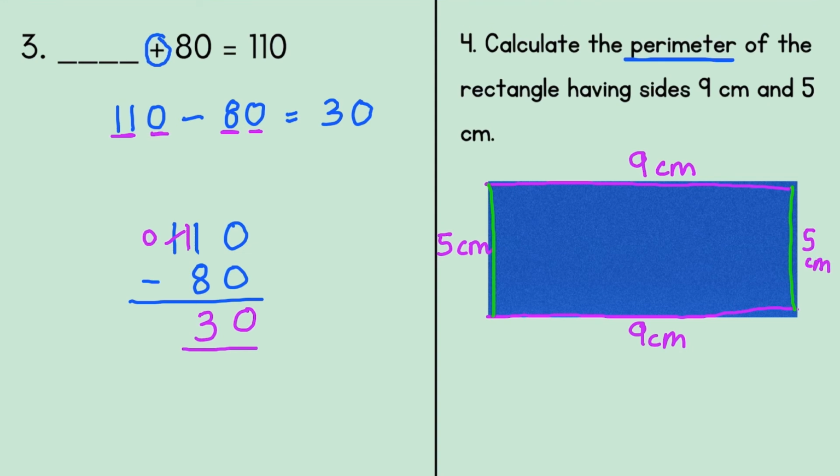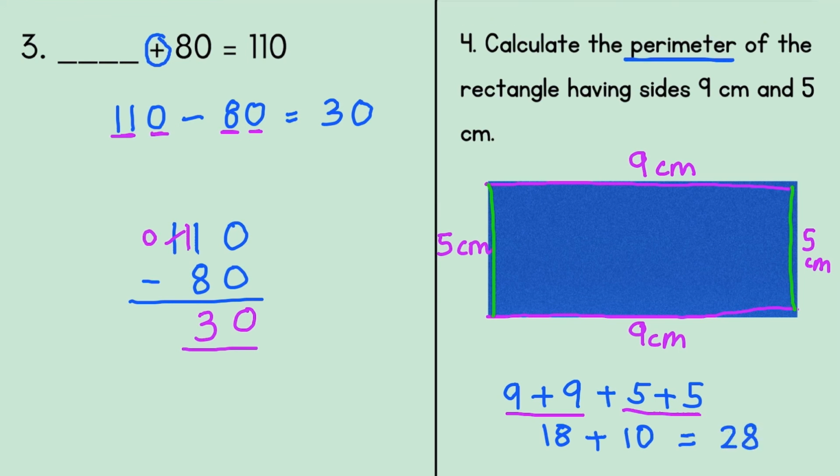Now to find the perimeter, we will add the length of all the sides together. So that is 9 plus 9 plus 5 plus 5. 9 plus 9 is 18 and 5 plus 5 is 10. What is 18 plus 10? 18 plus 10 is 28, and we will write centimeter because it is the perimeter of the rectangle.